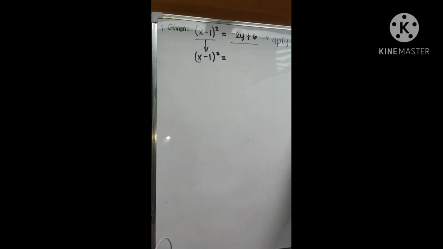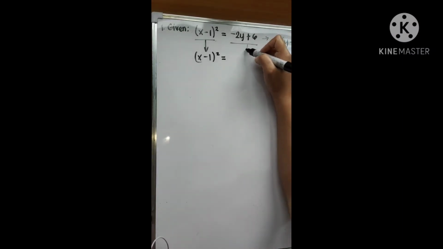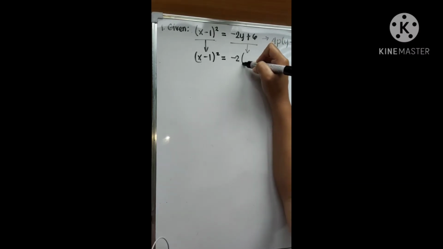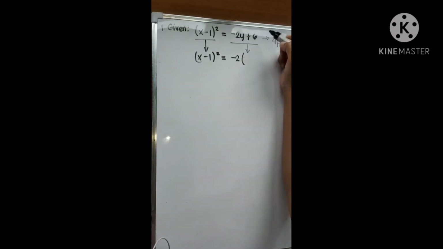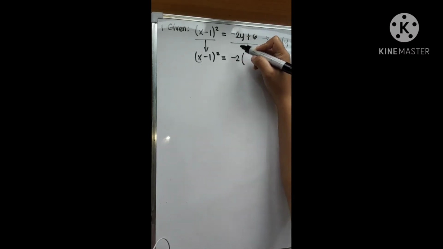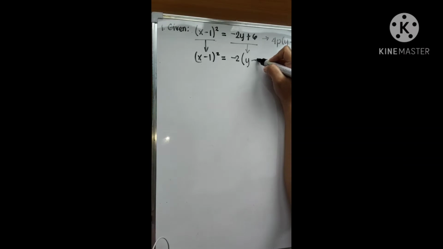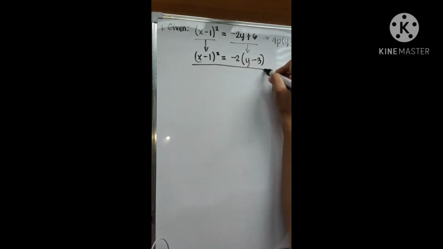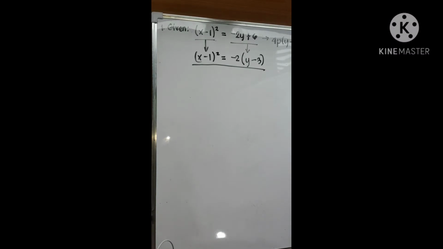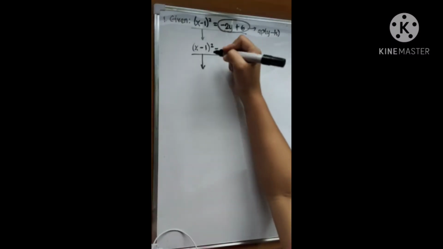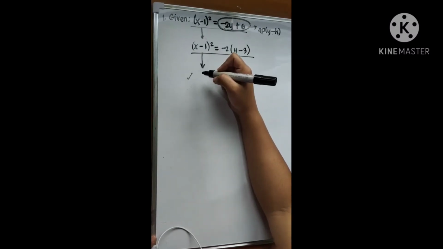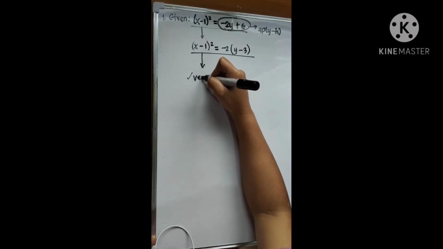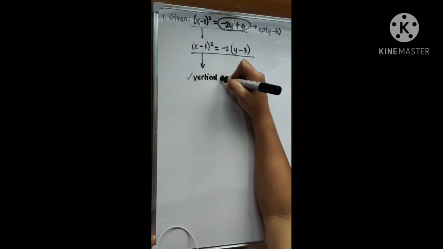So how are we going to do that? Negative 2y plus 6 will now become negative 2 times, we are going to factor out negative 2 from negative 2y and positive 6. So negative 2y divided by negative 2 is equal to y. Positive 6 divided by negative 2 is equal to negative 3. So now we have this equivalent equation of our parabola. We notice that the x here is the squared variable. Therefore, this suggests that our parabola has a vertical axis.